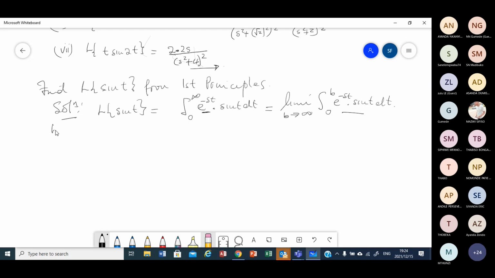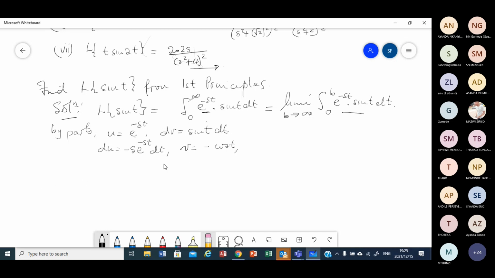Now we integrate by parts. Let u be e to the power minus st, and dv is sine t dt. What is du? The derivative is minus s e to the power minus st. To simplify matters, you can give the integral a special name, it doesn't matter. Then your v here is minus cos t.